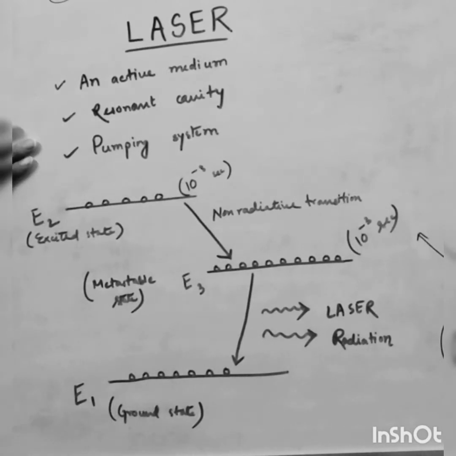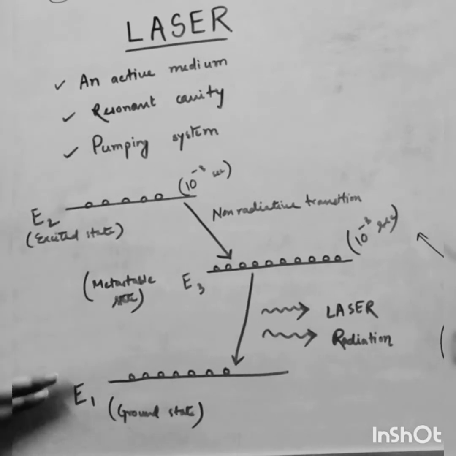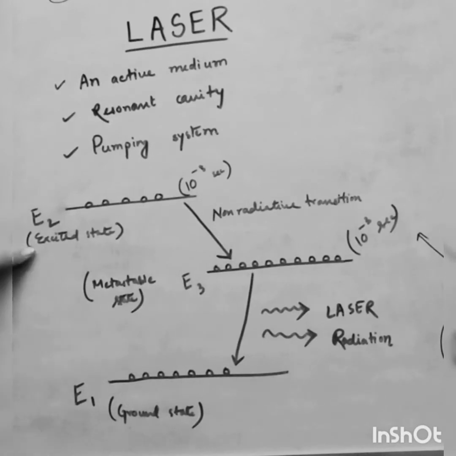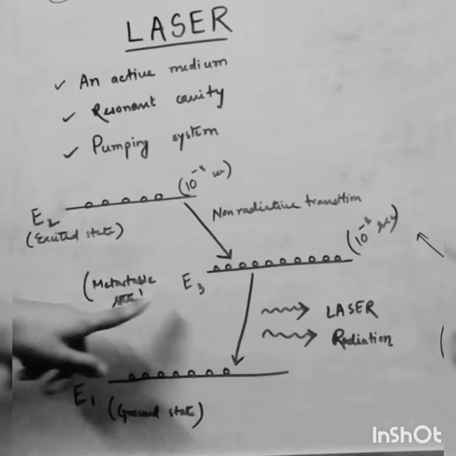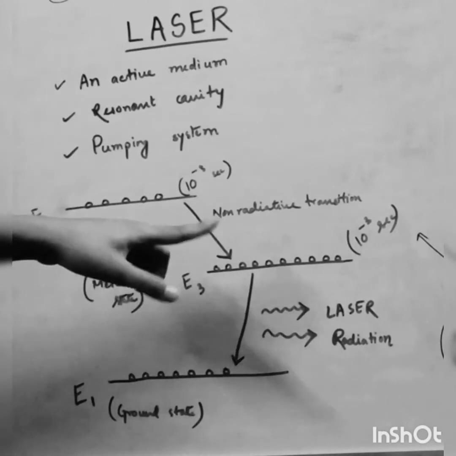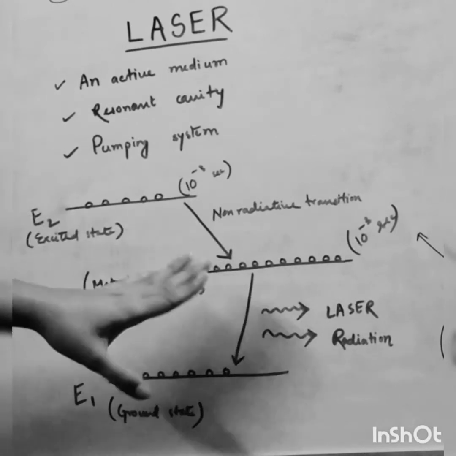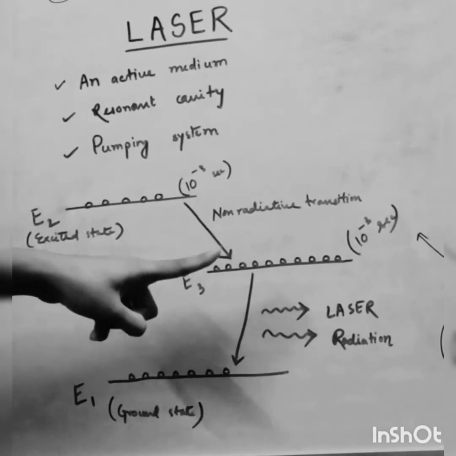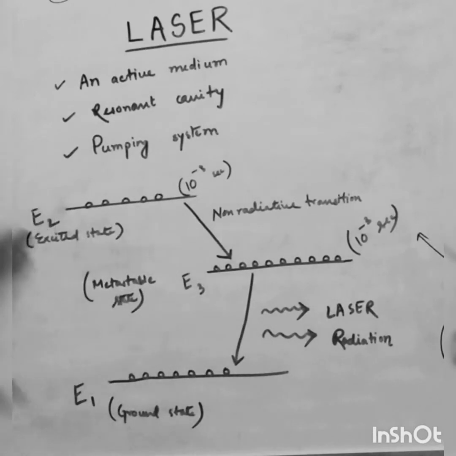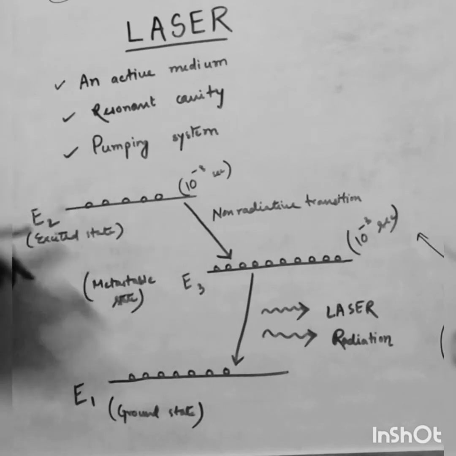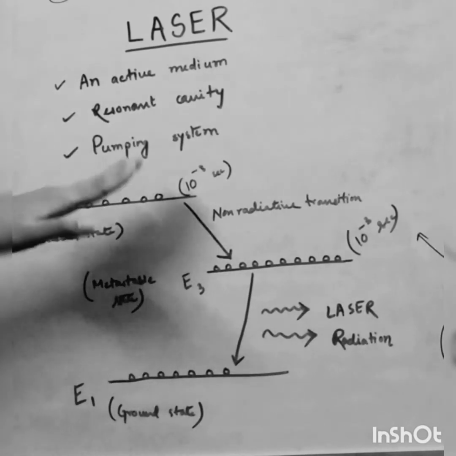Suppose I have taken three energy states, E1, E2 and E3. E1 is the ground state, E2 is a normal excited state, and E3 is a metastable state. The lifetime of the metastable state, as we have studied earlier, is 10 to the power minus 3 seconds, meaning atoms or molecules or particles can stay in the metastable state for 10 to the power minus 3 seconds. The lifetime of a normal excited state is 10 to the power minus 8 seconds, meaning particles can stay in a normal excited state for 10 to the power minus 8 seconds.